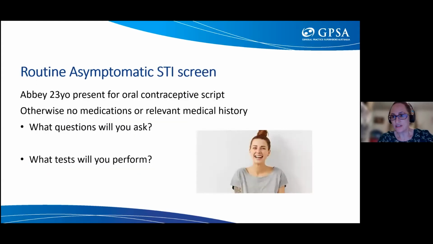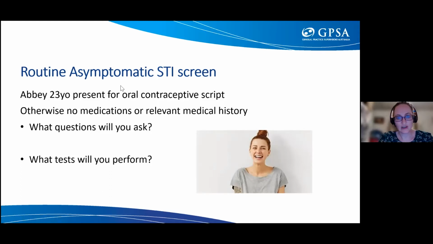So we're just going to change pace a bit and go through the classic routine asymptomatic STI screen that might be coming in to see a registrar. We've got young Abby, she's 23, and she presents for her oral contraceptive script. Probably all seen this several times a day. She's otherwise on no medications. She's got no relevant medical history. So what questions would you be expecting your registrar to be asking of Abby? And what tests should we really be offering to Abby?